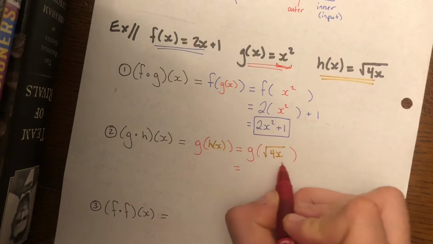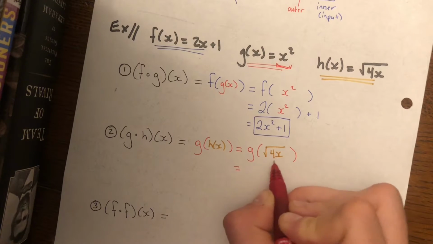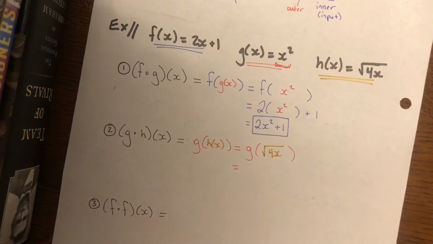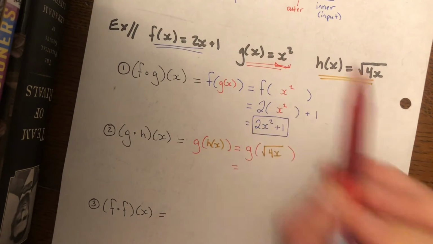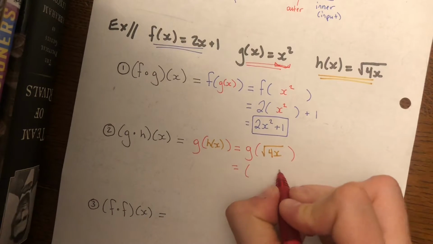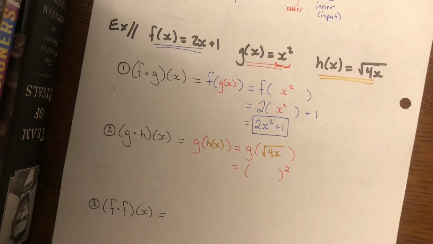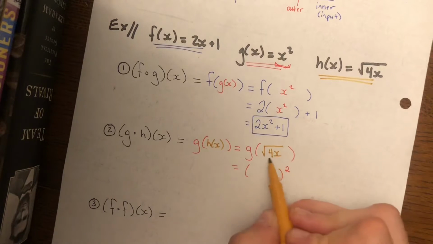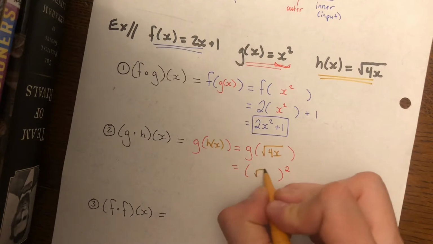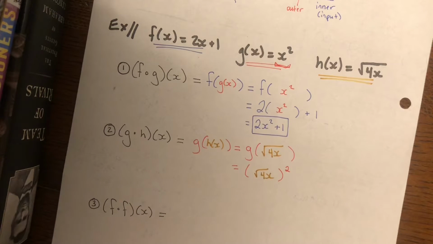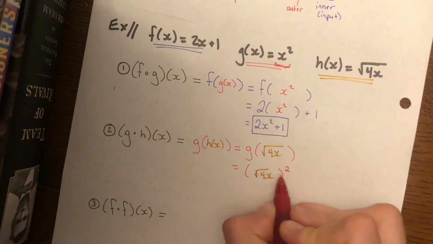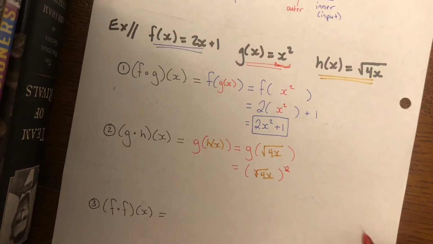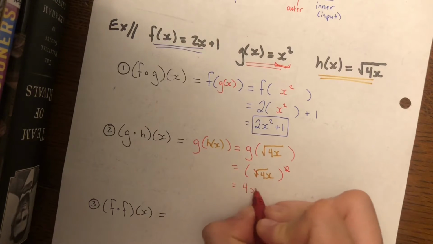Now that I've got an input that's not a function anymore, it doesn't have my f in there, and I've got g on the outside, now I can say, what is the rule of g? g takes my input and squares it. So I'm going to take my input and square it. And then my input, we know from our previous line, is the root 4x. Perfect. Now all I have to do is simplify. The square root of 4x squared, our square root and our squared actually undo each other. And so my answer is just 4x.